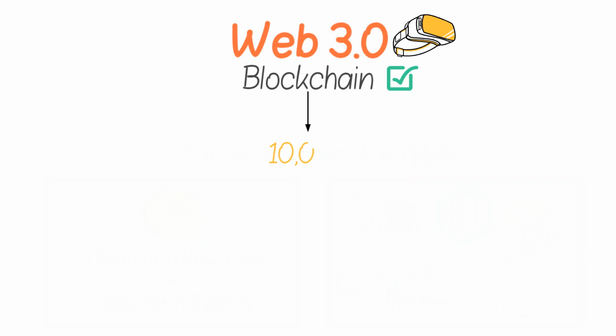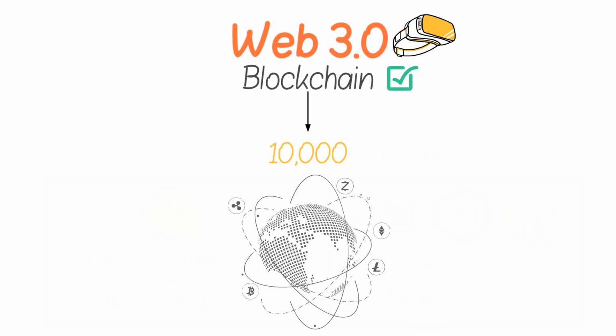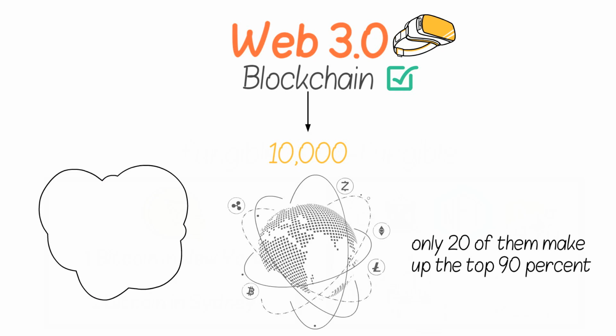Currently, there are over 10,000 forms of cryptocurrencies in existence, although most of these are not very significant. In fact, only 20 of them make up the top 10% of the entire cryptocurrency market.